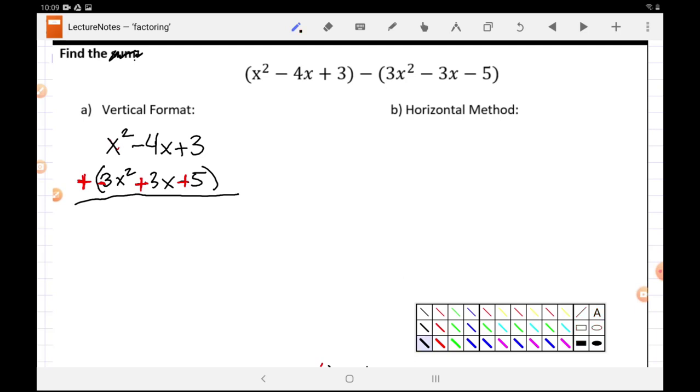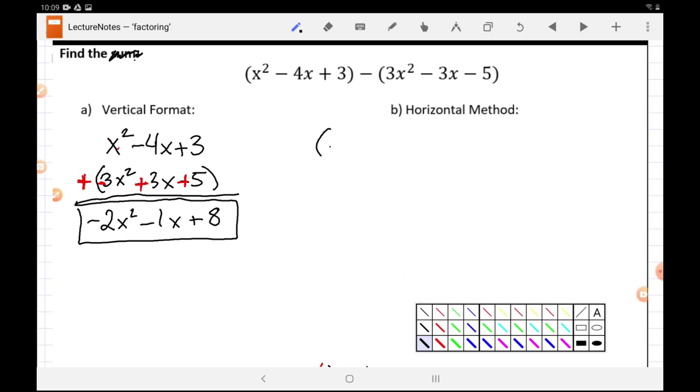And now we should be able to do this problem just like an addition problem. So this should be x squared subtract 3x squared, which is negative 2x squared. We have negative 4x plus 3x would be negative 1x. And then last, that's just going to be 8. Perfect. And that's it. So just like we did our addition, just like we found the sum earlier, this one's the same exact thing. The horizontal method, let's try it that way.